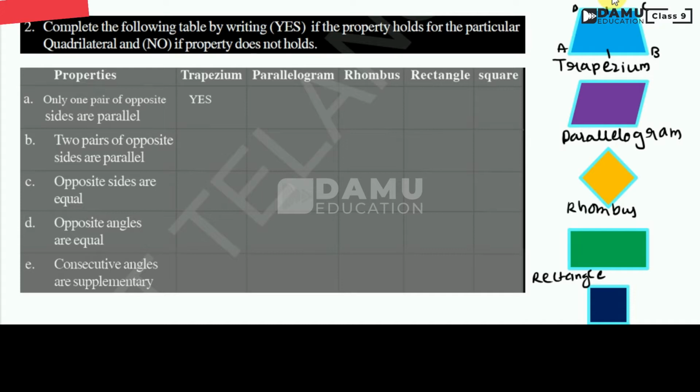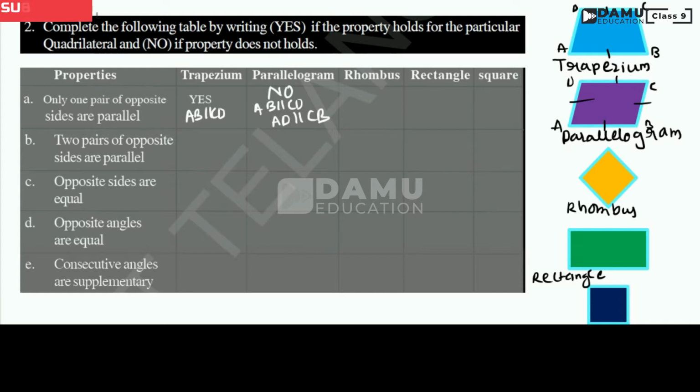So let's take this one, ABCD again, a parallelogram. So two pairs of sides are parallel to each other. So here AB is parallel to CD. So here you can write no. Why? Because AB is parallel to CD and AD is parallel to CB. So two pairs of sides are parallel to each other.